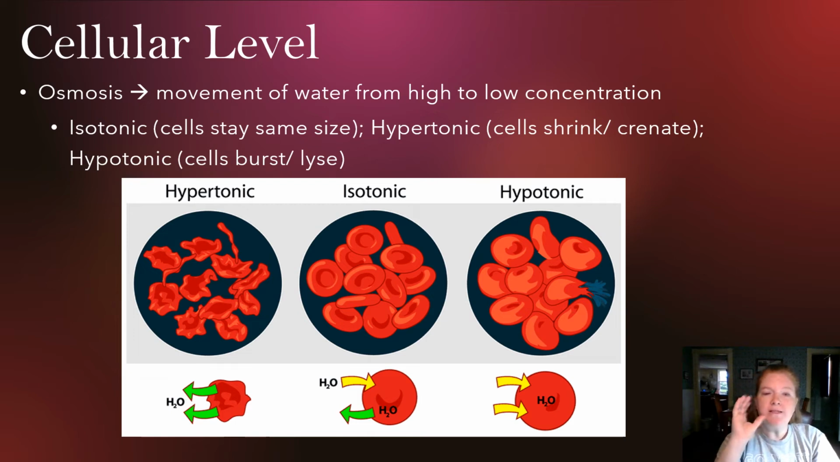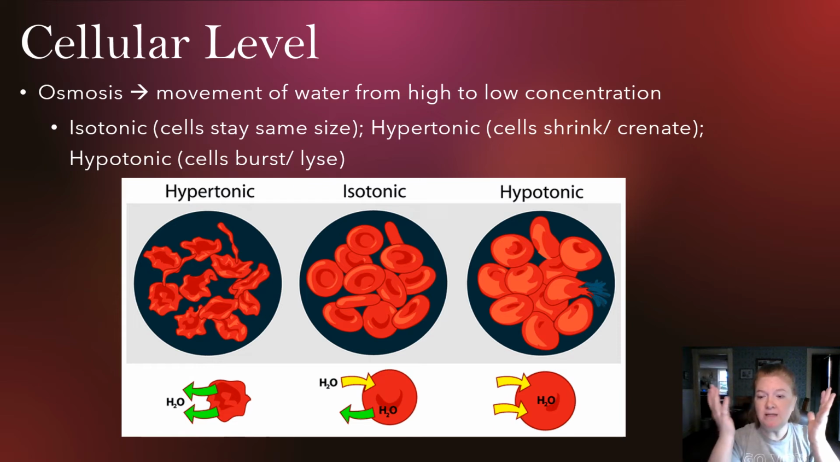All right, when cells are in an isotonic solution, they basically stay the same size. That means water's moving in and water's moving out, but it's going at the same rate, so the cell stays about the same size. If we put a cell into a hypertonic solution, that means there's too much stuff, too much solute. The cells are going to lose water, they're going to shrink. And that's also called crenation, when they start shrinking like that.